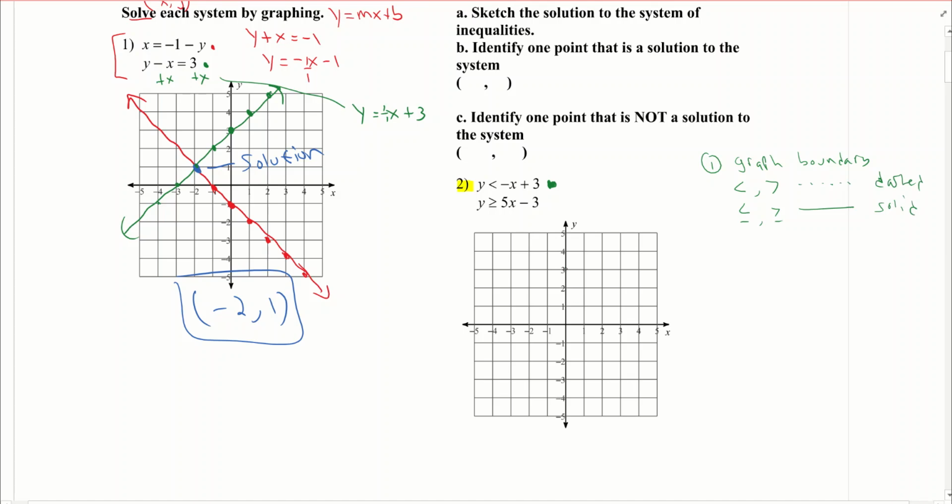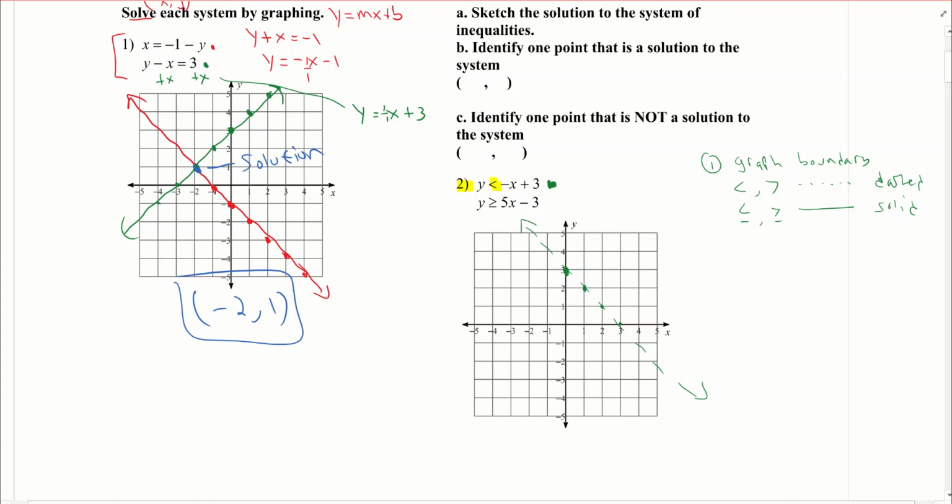We're starting at 3 because that's the y-intercept, and we have a slope of -1, so it's down 1 over 1, down 1 over 1 like this. And because this symbol here is just less than, there's no or equal to bar, this is going to be a dashed boundary, which means we do not include the points on the line.